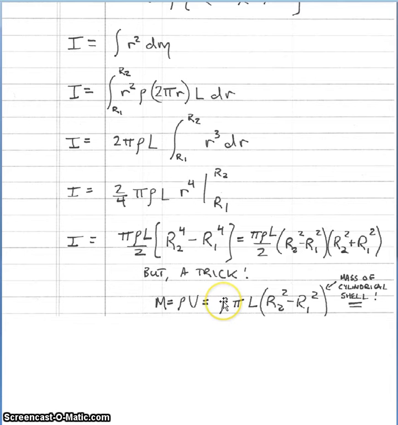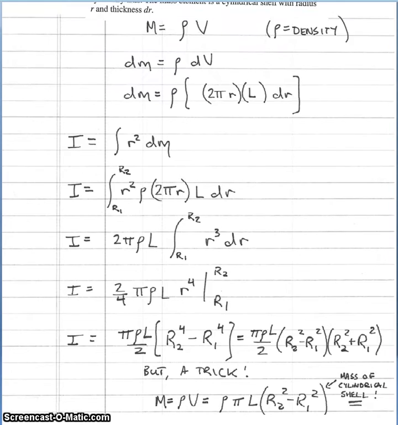Well, forget about the rho for a second. Let's cover that up. What you have over here is basically area times height. You're subtracting the area of the inner circle from the outer circle, and you're multiplying by the height of the cylinder. And that's going to give you the volume of that hollow cylindrical shell. So when you take the volume of the hollow cylindrical shell and multiply by rho, the density, you're going to get the mass of the hollow cylindrical shell.